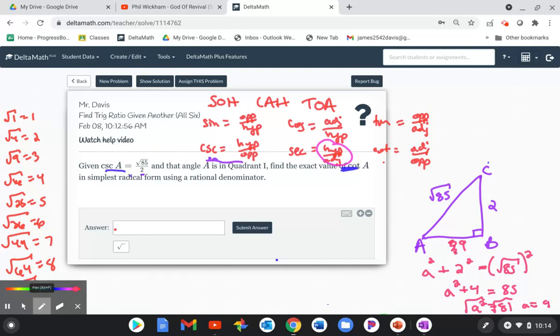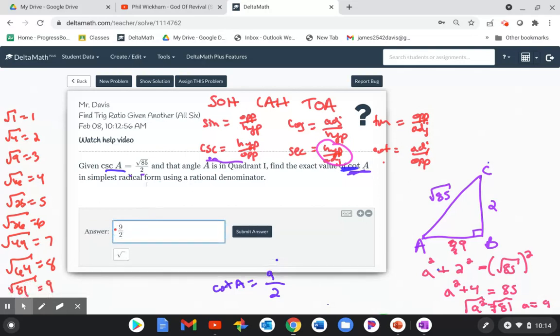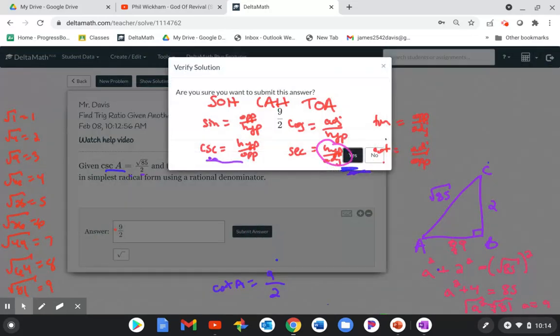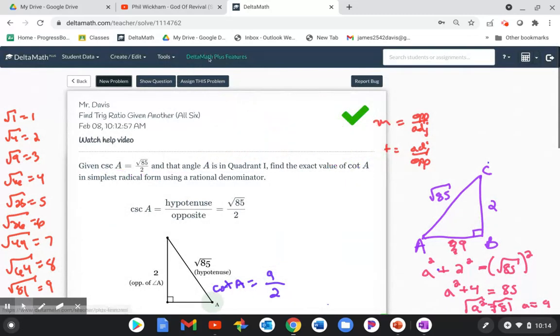So now we can find what we're asked here. We're asked to find the cotangent. Cotangent is adjacent over opposite. So cotangent of A. Adjacent of A is 9, the one we just found, and opposite is 2. So 9 over 2. No radicals to worry about on that one, so we can just make sure it's in simplest form. It is. So we'll just go ahead and type in 9 over 2. All right.